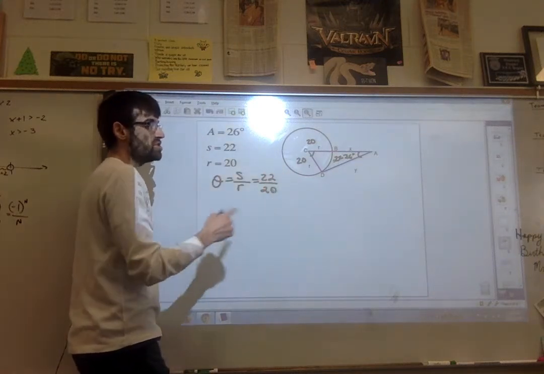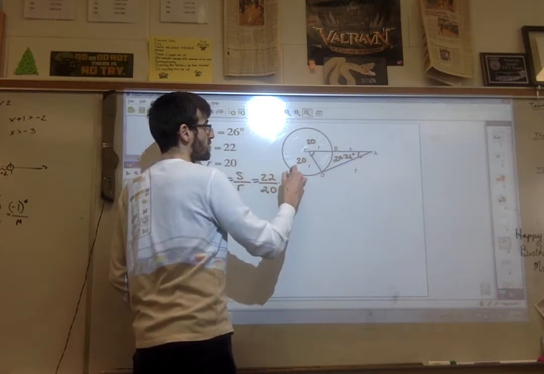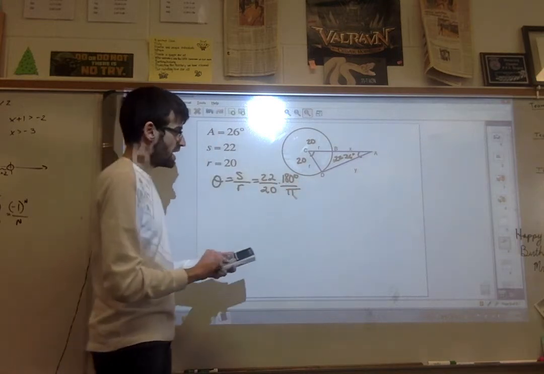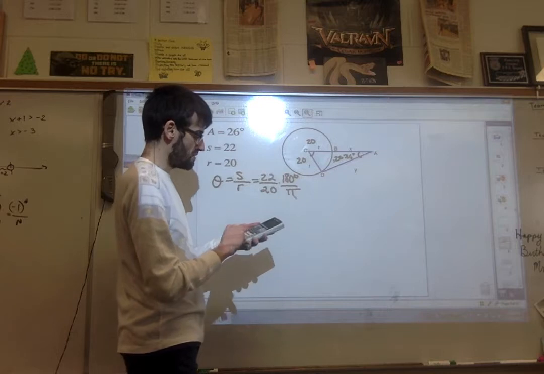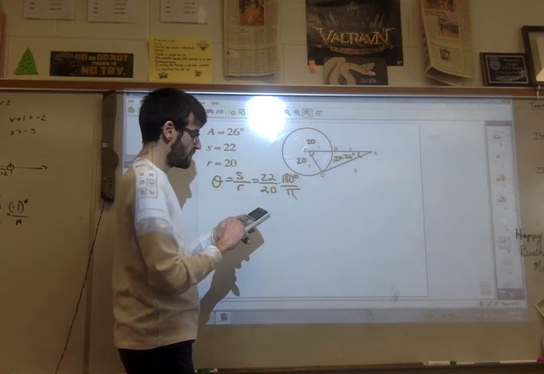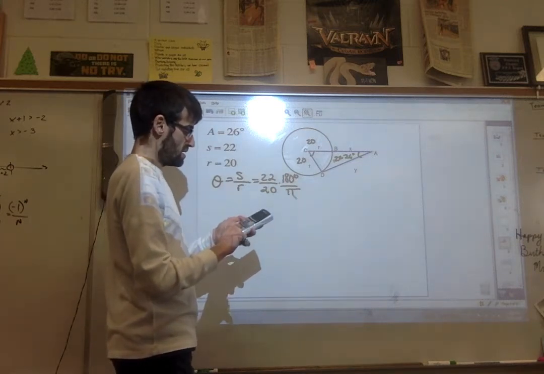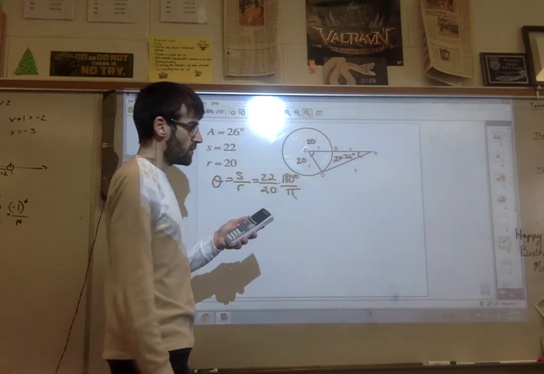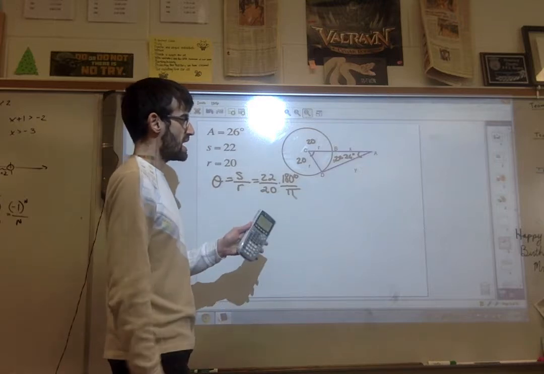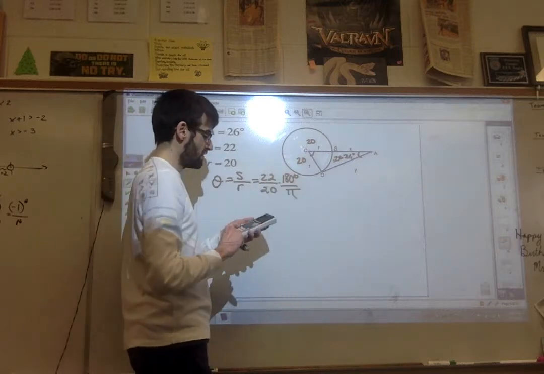Next thing I'm going to do is change that into degrees by multiplying by 180 over pi. I'm going to take my calculator and take 22 times 180 over 20 pi. And I'm going to get a decimal for this and store it. That should be about 63.03 degrees. I'm going to store that exact value in my calculator as C, because that's the variable.